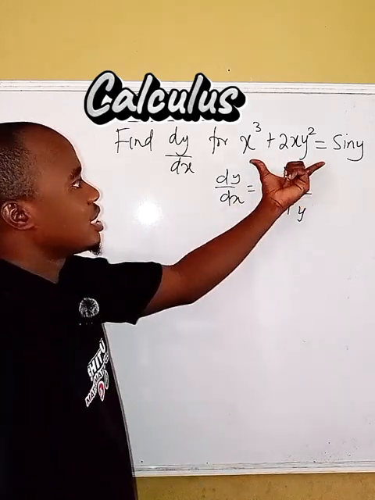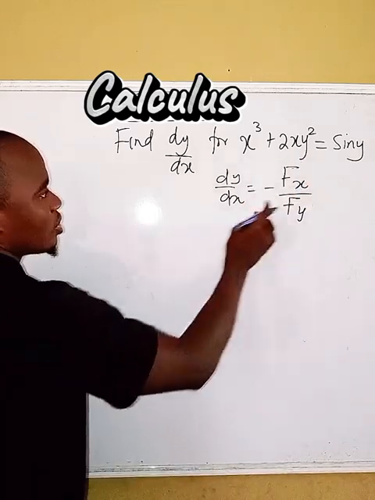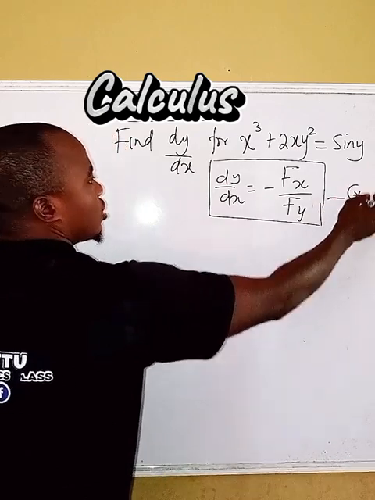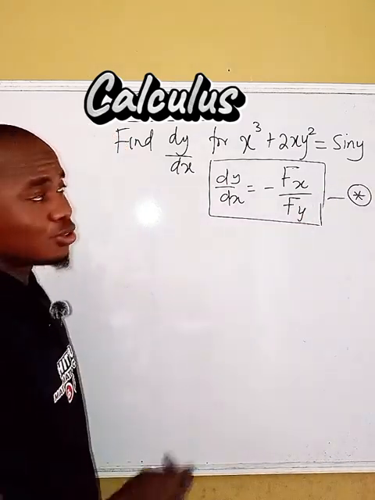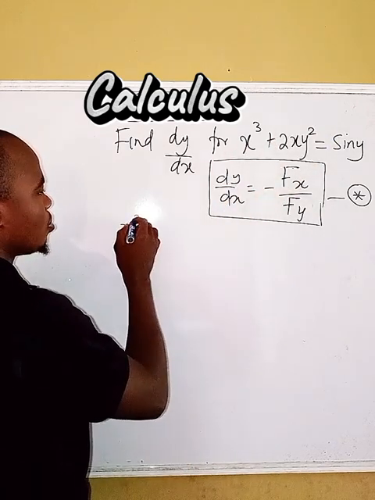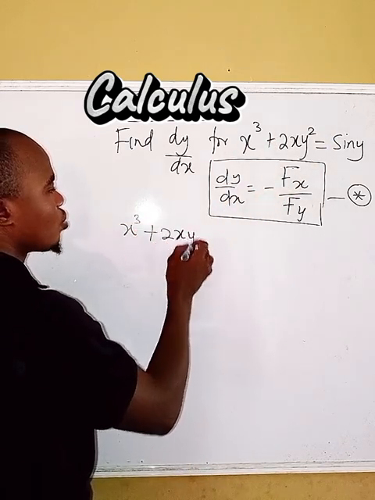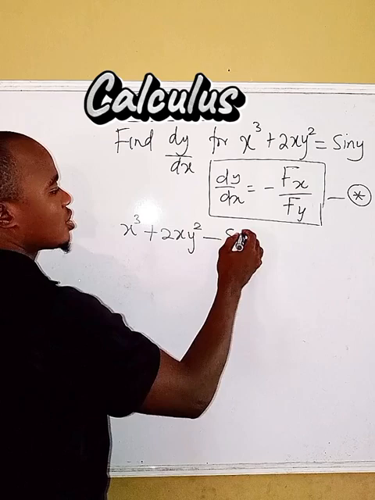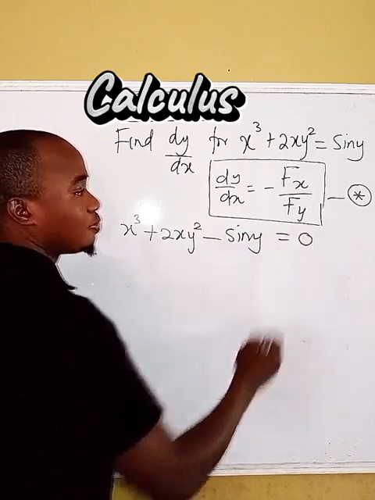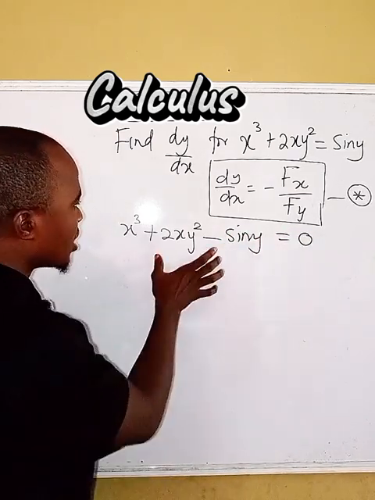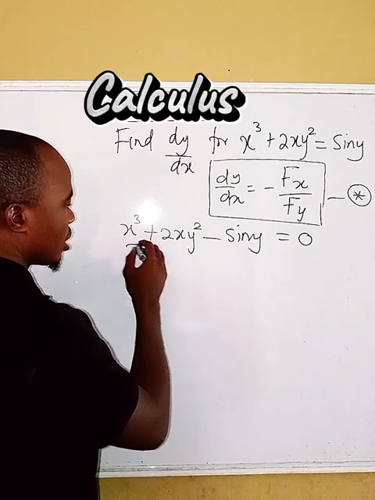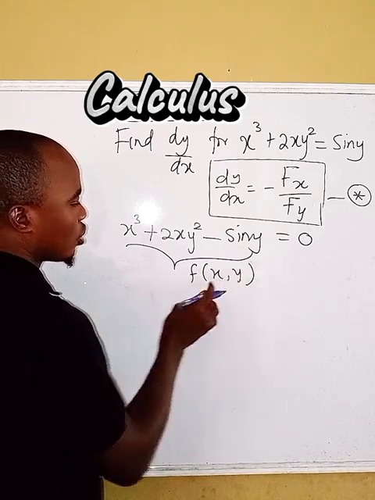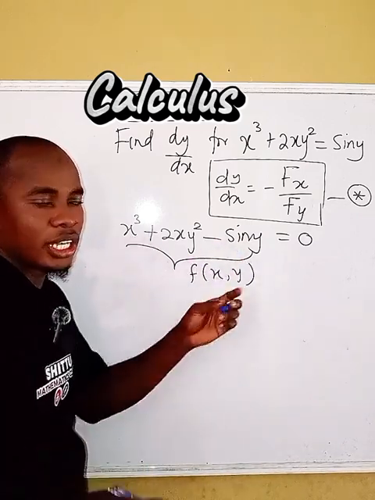Now here, this is what? This is our function. This is where we are coming from. Okay, I want you to keep this one. Now we have our function x to the power of 3 plus 2xy squared. Now this one, we are going to take it to the left hand side. We're going to be having sine y, and this will be 0. Do you understand now? So you can see now that this one here is like f of x comma y, because we are seeing function of x and y there.